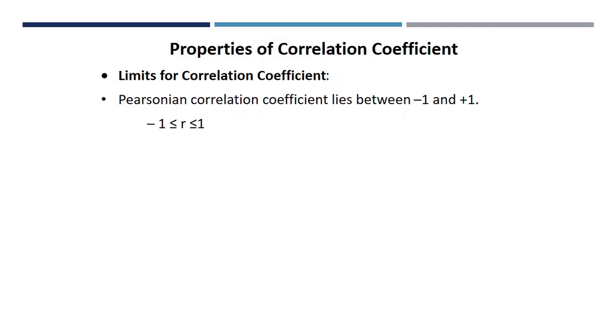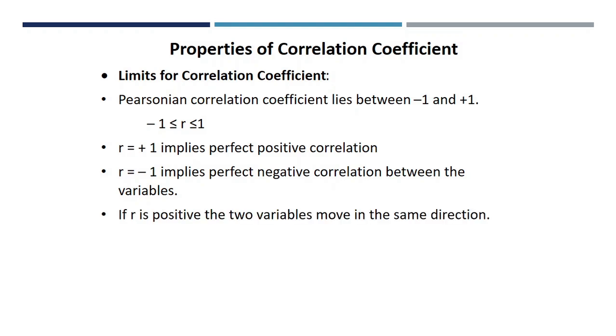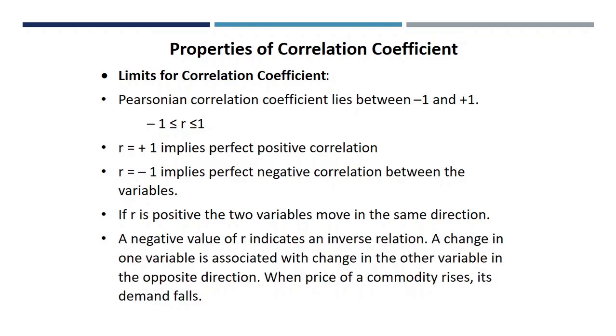Now let us see the properties of the correlation coefficient. The limits of the correlation coefficient are minus 1 and plus 1. That is, the value of the correlation coefficient lies between minus 1 and plus 1. R is equal to plus 1 implies perfect positive correlation. R equal to minus 1 implies perfect negative correlation between the variables. If R is positive, the two variables move in the same direction. A negative value indicates the inverse relation. That means if one value increases, the other one decreases, or vice versa.